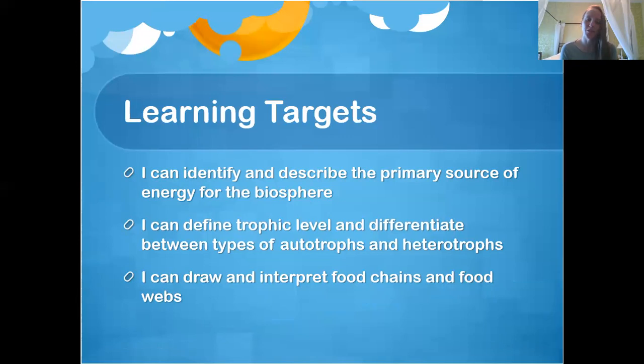It also says that you can draw them. You won't have to draw any food webs, though. The most complicated thing you will have to draw is a food chain.